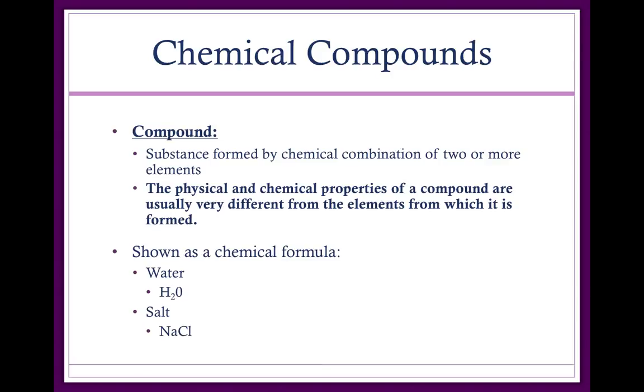A compound is a substance formed by the chemical combination of two or more elements. So water is an example of a compound. H2O, hydrogen and oxygen, two different elements, forms a compound. The physical and chemical properties of a compound are typically very different from those of the elements. Hydrogen has its certain properties, oxygen has its properties. Together, forming water, they have completely different properties from what hydrogen and oxygen have. Salt, NaCl, is another example of a compound.